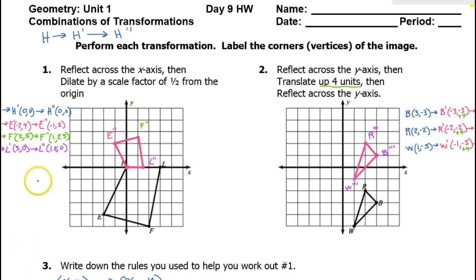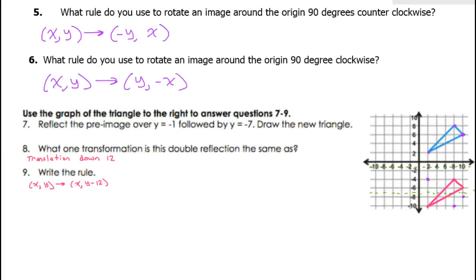In this video, we will continue practicing doing combinations of transformations. If we do multiple transformations, instead of just going from example h to h prime, that would be one transformation. If we do two transformations, we have to go to h double prime. And if we do three transformations, it will get to h triple prime. Okay, we've already done problems 1 through 9 in a previous video.